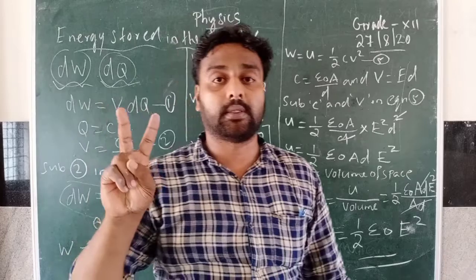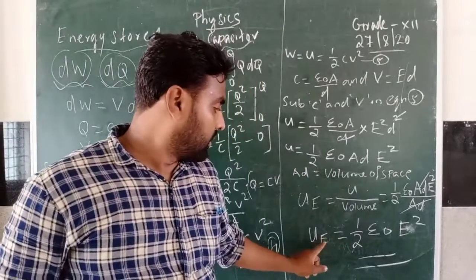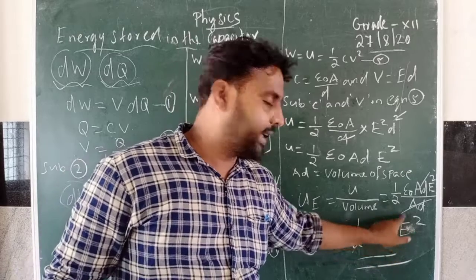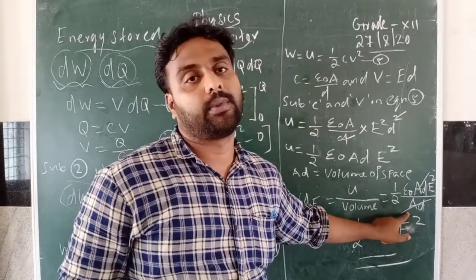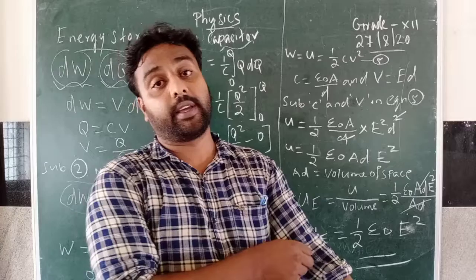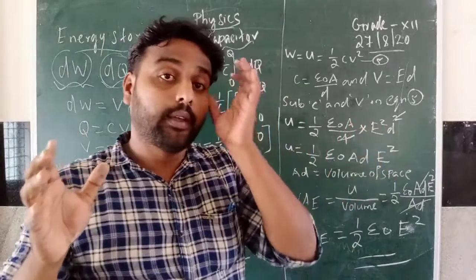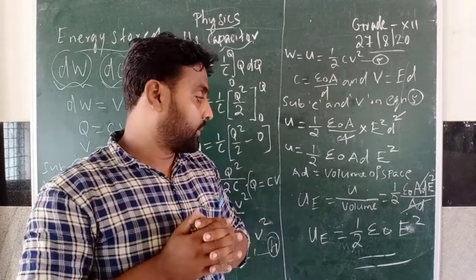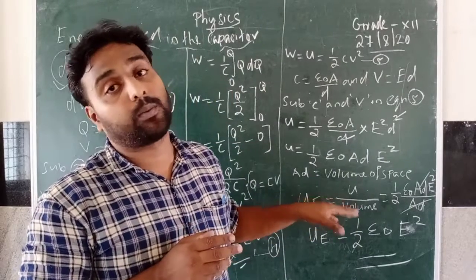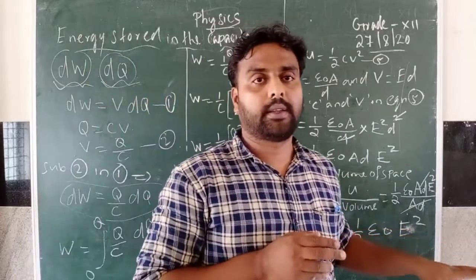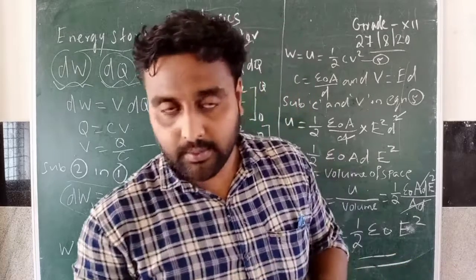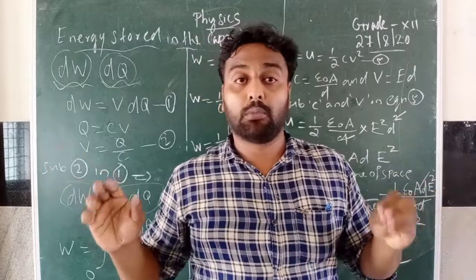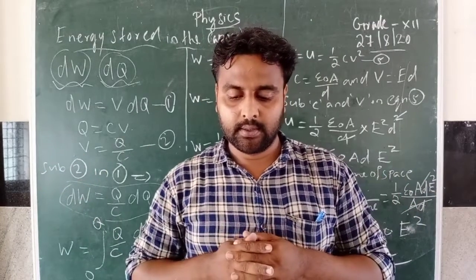Then the inference. What is the first inference? In this equation, UE is 1 by 2 epsilon 0, and only E, the electric field, is there. So where is the energy stored? In the existing electric field, and it depends only on the electric field. Okay. So my dear students, this is one of the important derivations.